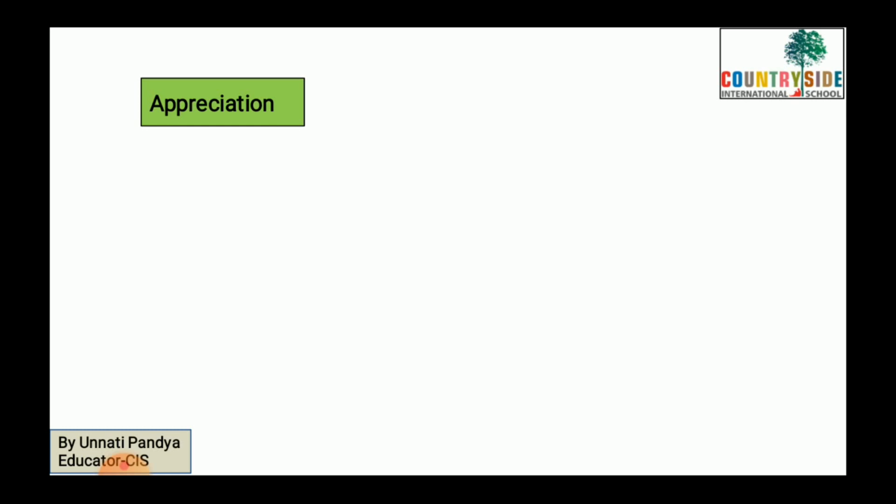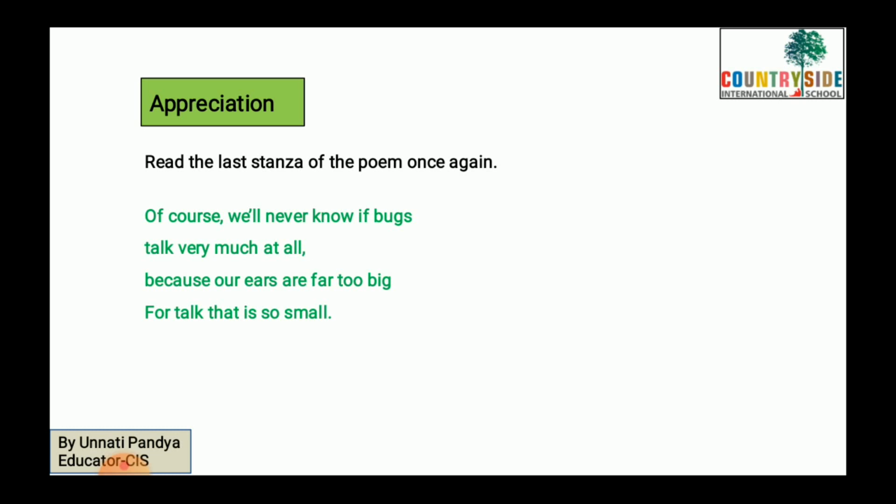Now let's move on to the appreciation section in the student book. Read the last stanza of the poem once again. Let us do that. Of course, we'll never know if bugs talk very much at all, because our ears are far too big for talk that is so small. What is special about this poem? What does it teach you?